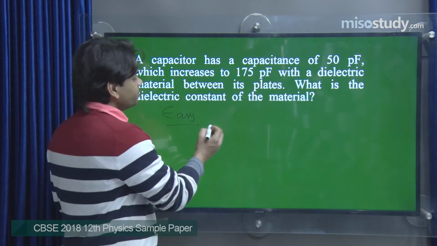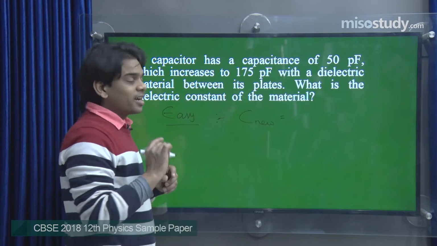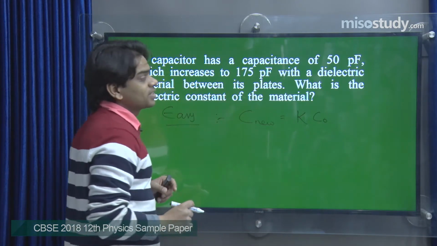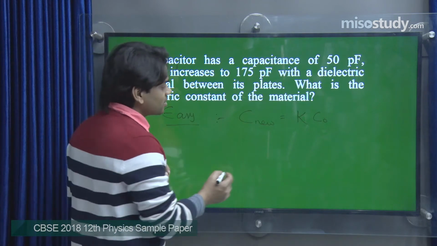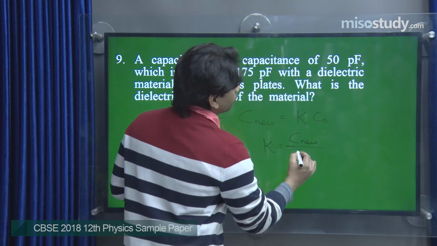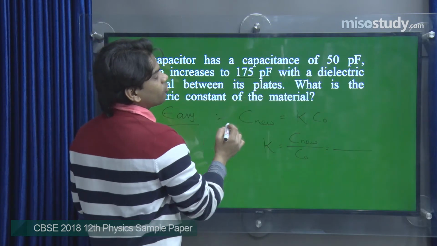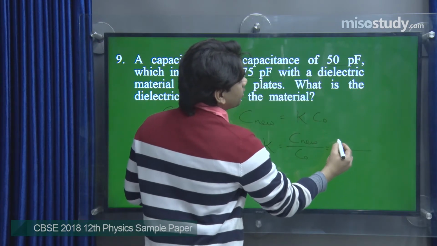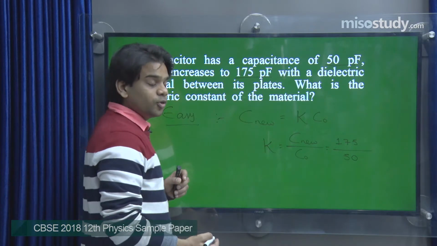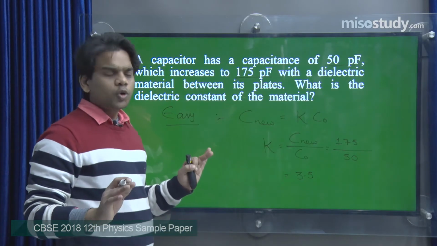So let's go ahead. We know that C new, whenever you insert a dielectric between the plates of a capacitor, is equal to K times C naught, where C naught is the original value of the capacitance. So K will be nothing but C new divided by C naught. Now, what is C new here? It is 175 picofarad. And what is C naught? That is 50 picofarad. So 175 divided by 50. Easily you can make out the value comes out to be 3.5. And K has no unit.